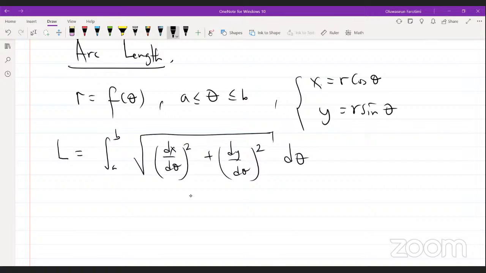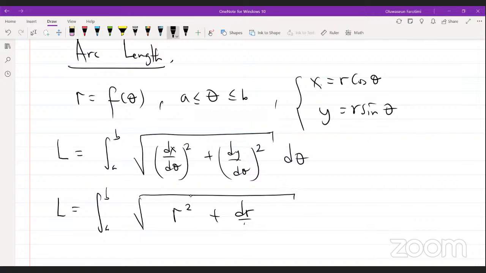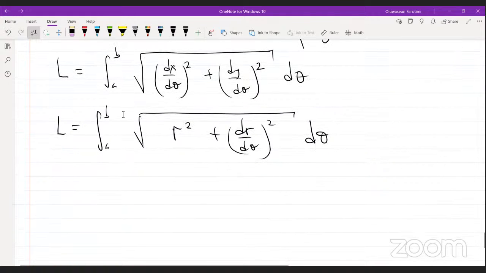If you do that, you would have negative r sine theta. There will be some kind of computation. Once you plug it in, you will end up getting sine squared theta plus cosine squared theta equals 1. By the end of the day, you're going to have this simplified form: the square root of r squared plus dr d theta all squared, d theta. Okay, so whichever one of these equations, both of them are fine. If I give you r equals f of theta, you can just use the second formula immediately. A simple example to go with this.